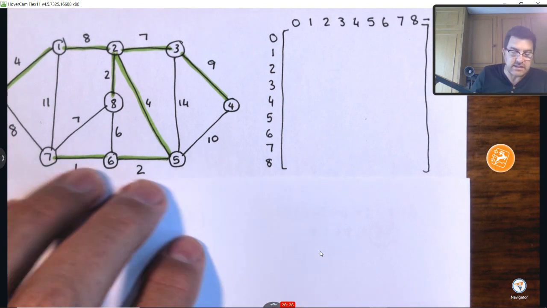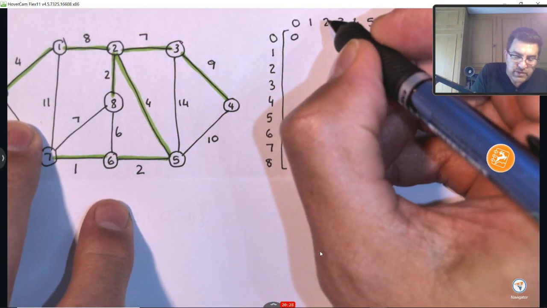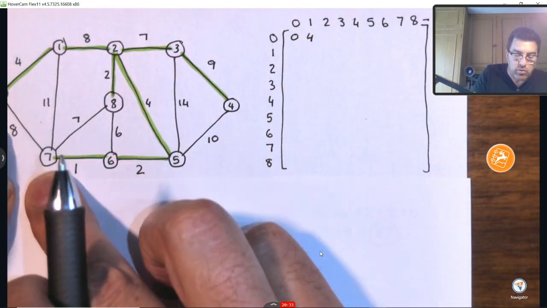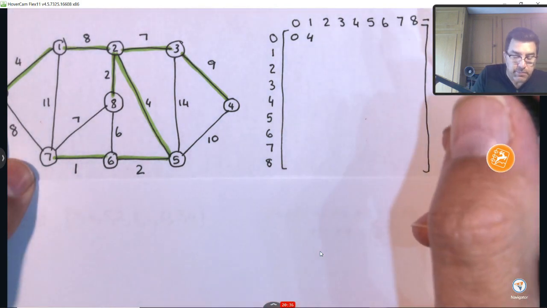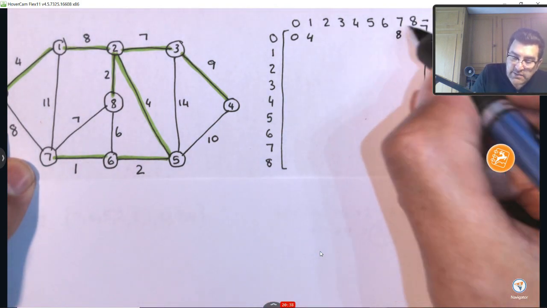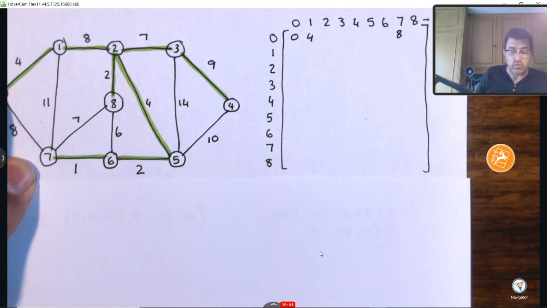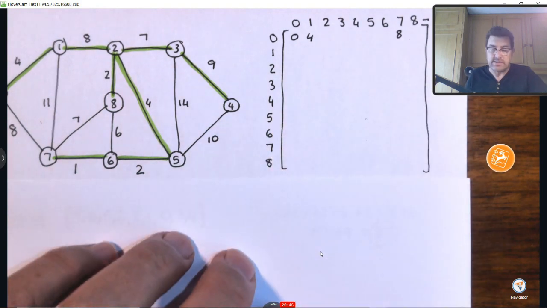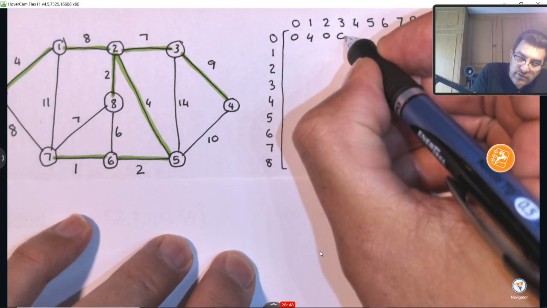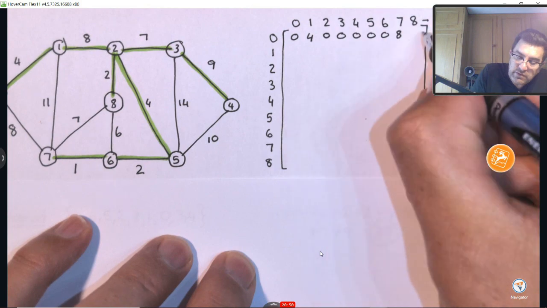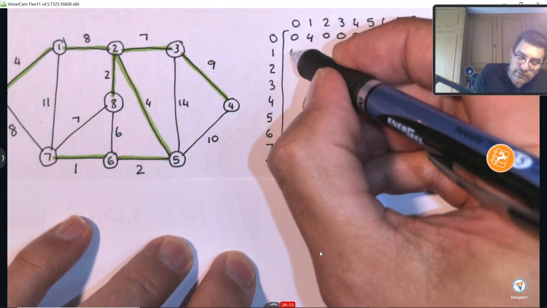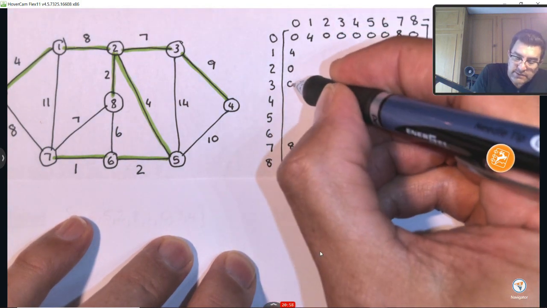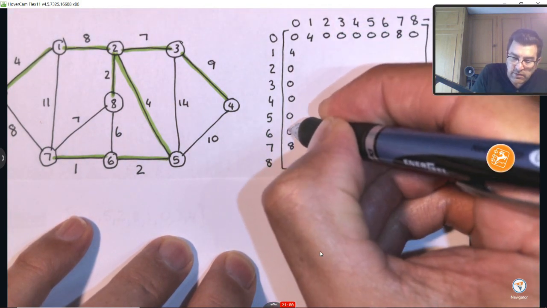Okay, so let's see. From 0 to 0 we have a 0. Then from 0 to 1 there's a pathway with weight 4. From 0 to 7 there's a pathway of weight 8. Covering 0, 0 only connects with 1 and 7. So the rest of this row will be filled with zeros. There's a 4 here. The second last one has an 8. The rest of this is filled with zeros.